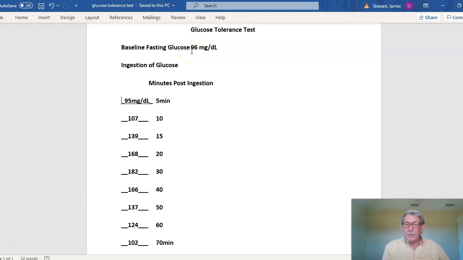Normal is anywhere from about 60 to 100 milligrams per deciliter. Mine used to be a lot lower than that. I'm older and I've put on a little weight during COVID, so my glucose is higher than I would like, but it's still within the normal range. If you get up to 125, that's considered the borderline for diabetes. So you don't want to go over 125 milligrams per deciliter fasting glucose. That means you haven't eaten any carbs recently.